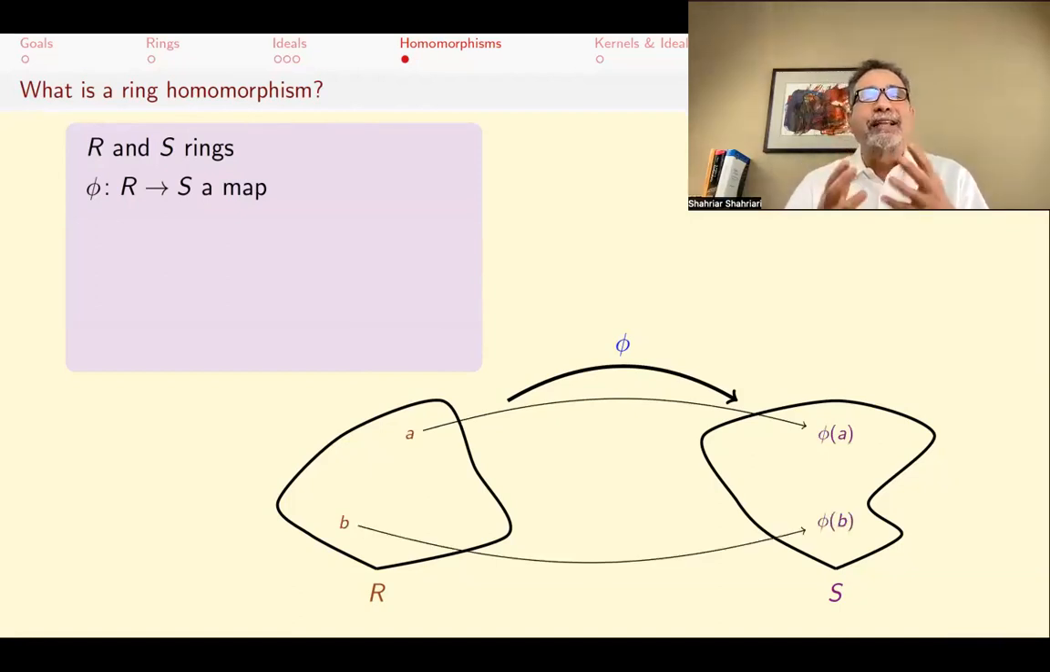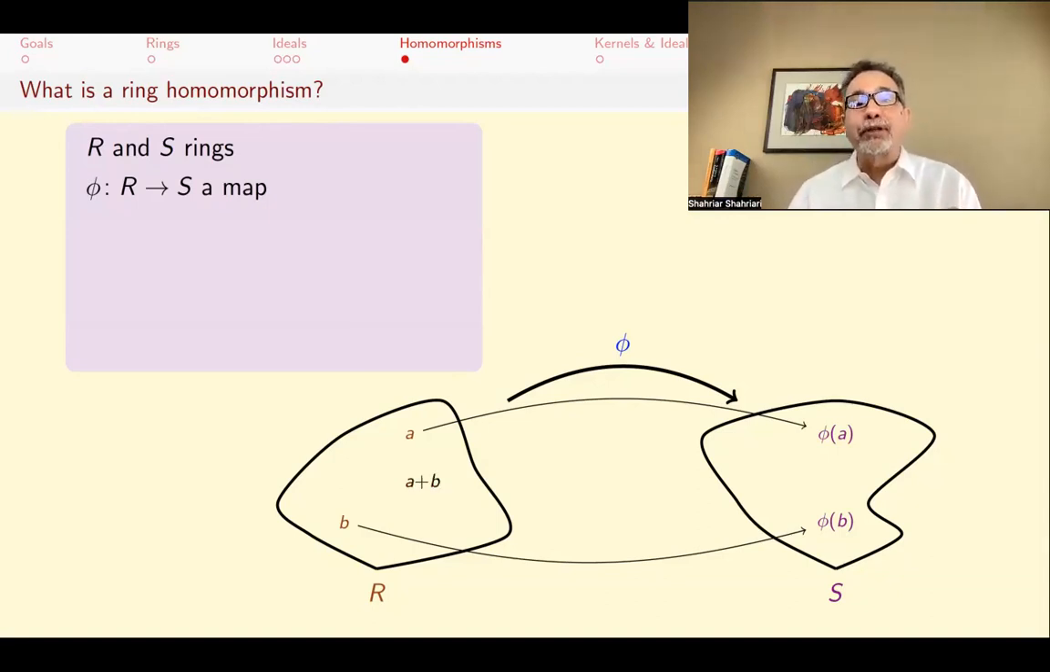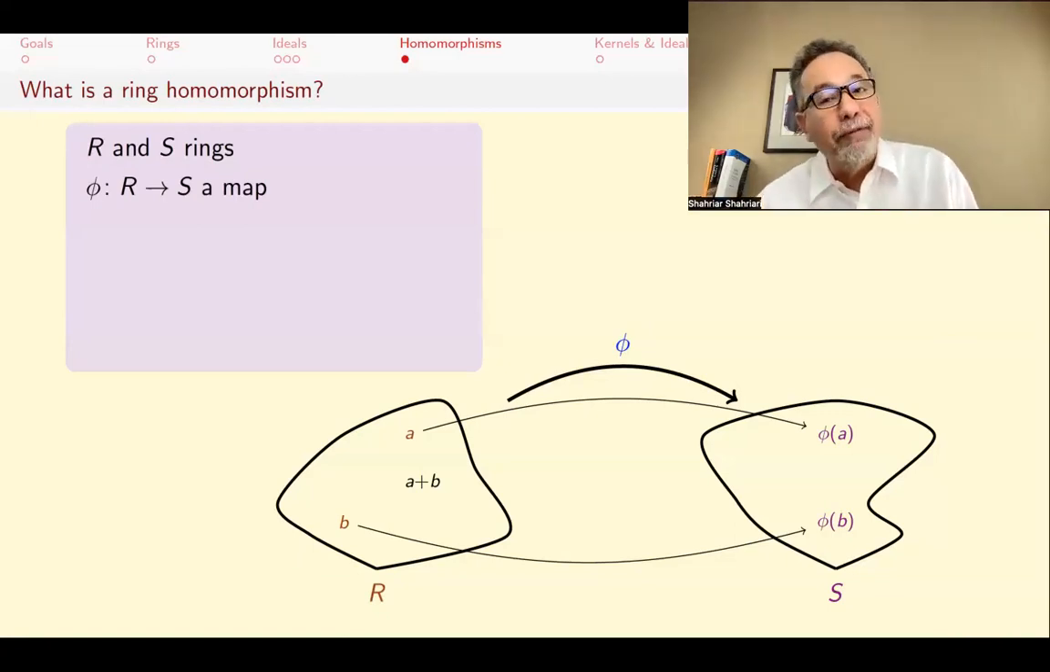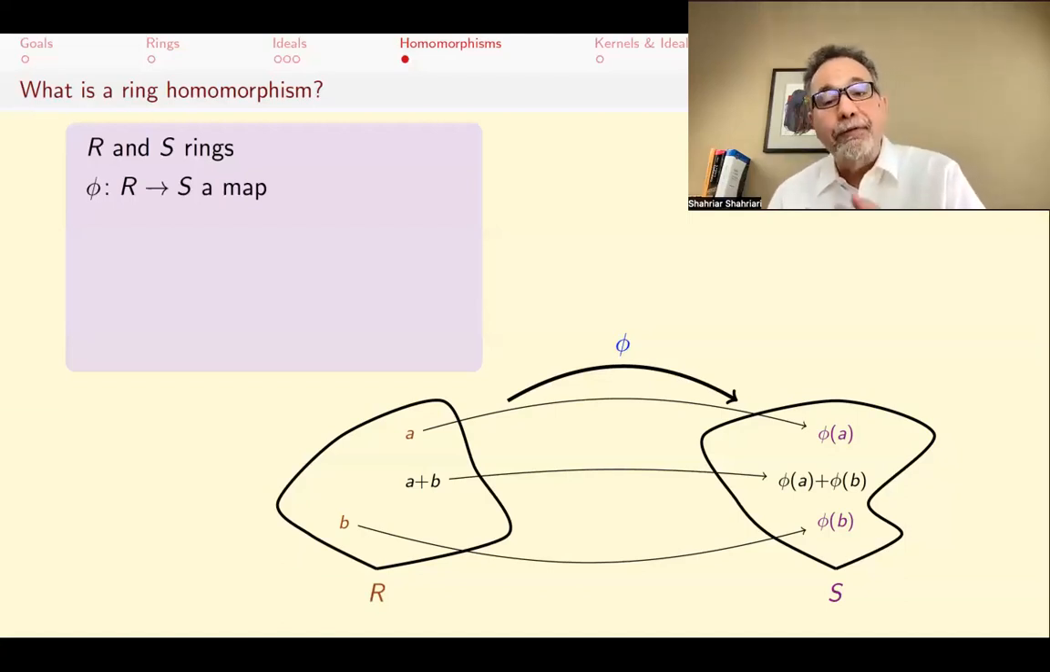But if this map is going to tell us something about the ring structure, it can't just send everything everywhere it wants. If it sends A to phi of A and B to phi of B, where should it send A plus B? Well, if it wants to tell us something about what rings do, A plus B is the sum of A and B, so it should go to the sum of phi of A and phi of B. So A plus B should go to phi of A plus phi of B. This is sort of if there's justice in the world. So phi of A plus B should be phi of A plus phi of B.